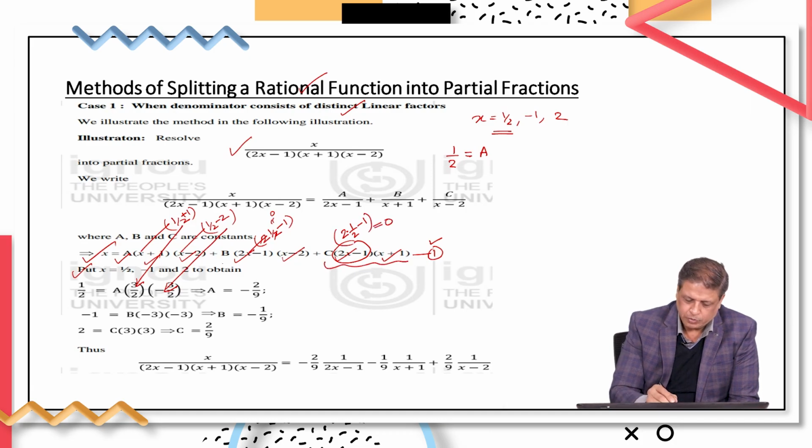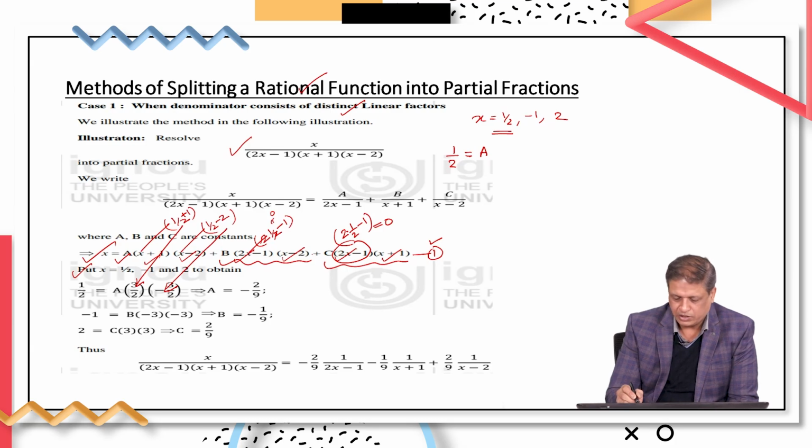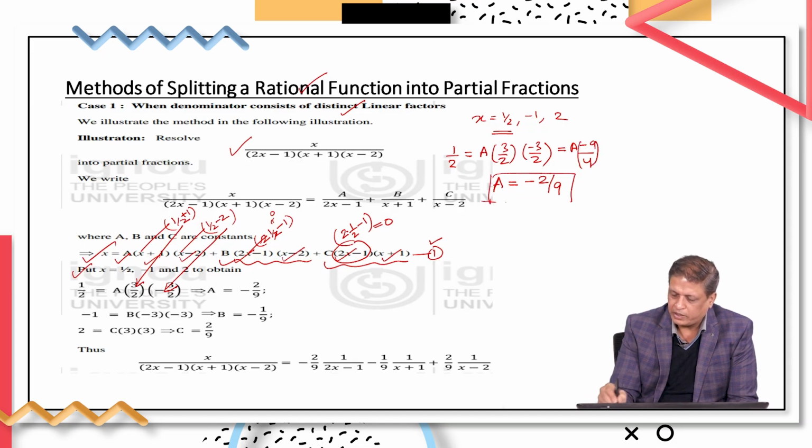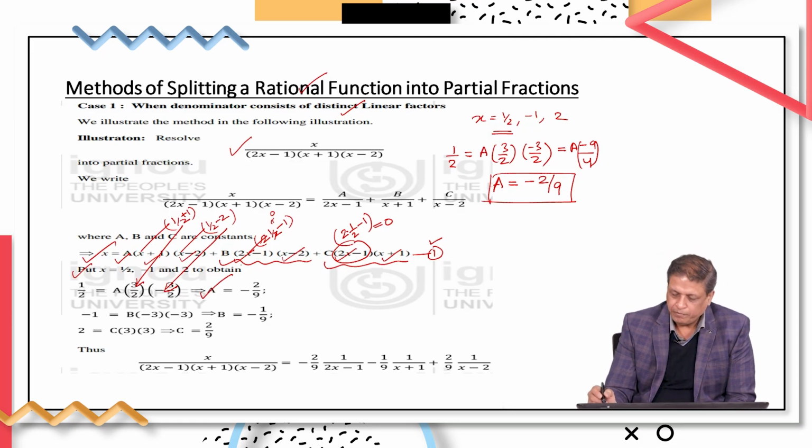So, the entire expression for B and expression for C will vanish, and what we remain with is A into 3 by 2 into minus 3 by 2. So, that means by solving, 3 3 the 9, A is equal to minus 9 upon 4, and solving it you will get A is equal to minus 2 by 9. So, first value turns out to be A is equal to minus 2 by 9.